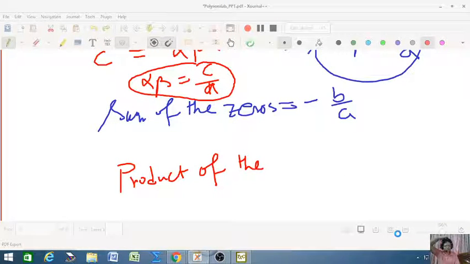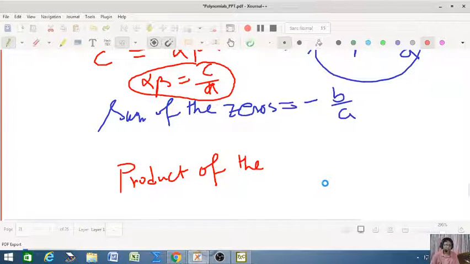So the product of the zeros will be, what is the product? The product of the zeros will be alpha beta equal to c by a.